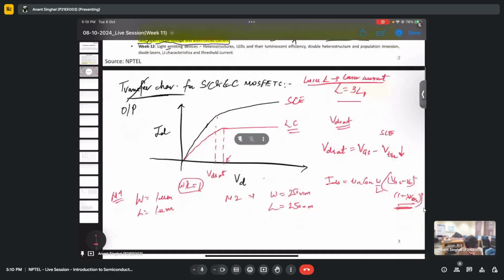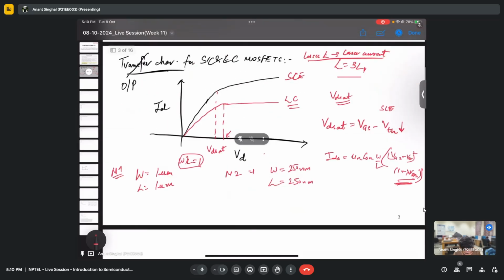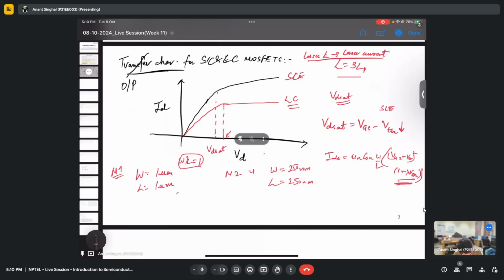So again, we should discuss this VDsat. So this was a solution. I don't remember the solution actually. So this is for long channel. This is for short channel. Is this the solution, or was it the opposite way? The VDsat for short. Yes, this is the solution. So we were discussing how VDsat should be higher for a long channel MOSFET.